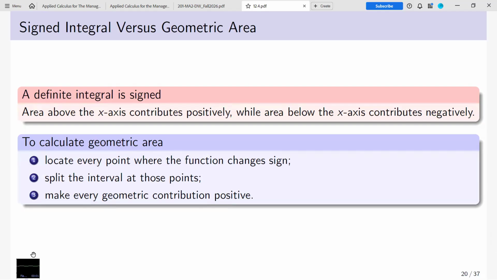A definite integral measures net signed area. If the graph crosses the axis, positive and negative regions can cancel. Geometric area refuses to cancel anything and counts every region positively.